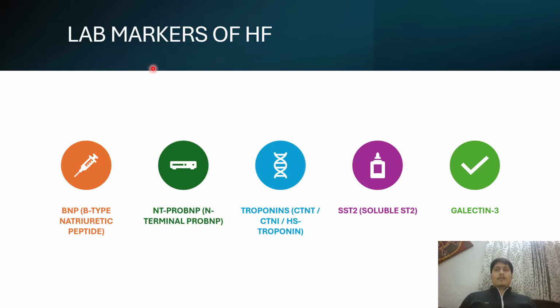Whenever we talk about a disease, there are certain markers for it. So, serological markers such as brain natriuretic peptide. The name is brain, but don't be confused. It comes from the cardiac ventricular myocyte. Then we have troponins, ST2, galectin, and GDF-15, which are newer markers that have come up.